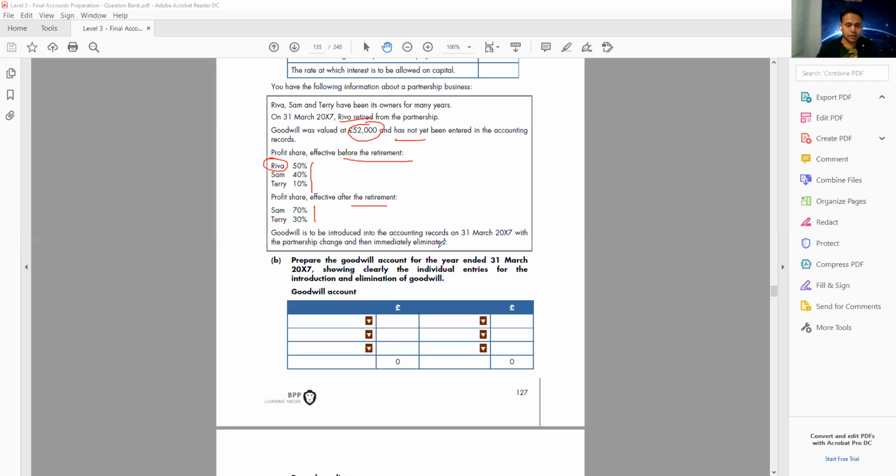Goodwill is to be introduced to the accounting records on 31st of March within the partnership and immediately eliminated. So we already know that goodwill we cannot keep on the accounts. Goodwill is just the value we include on the accounts to increase the capital value of the partners. We introduce the goodwill either when someone tries to join or when someone tries to retire. Why? Because the business value is always not the same. So for example, if we started a business 20 years back, the business has some value.